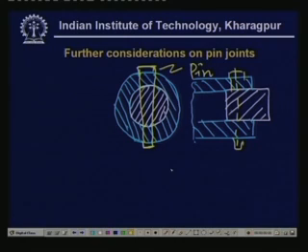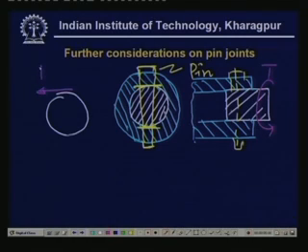Now, what will be the failure? The failure will be against the shear. So, if you draw the free body diagram of this part, then we have a force over here. If we apply torque, then the force developed is F is equal to T divided by D, where D is the diameter.